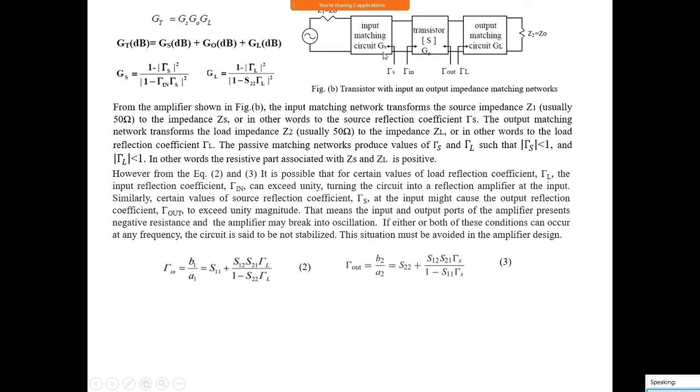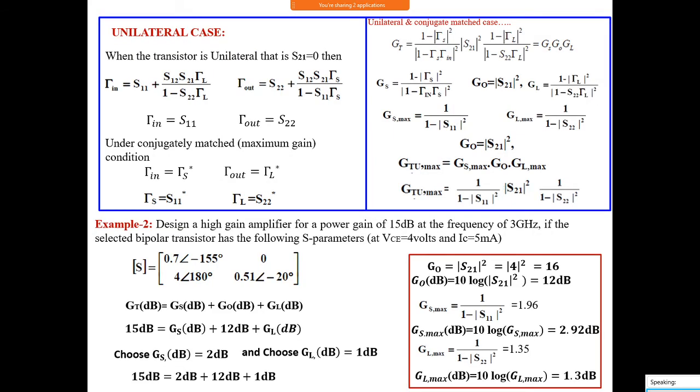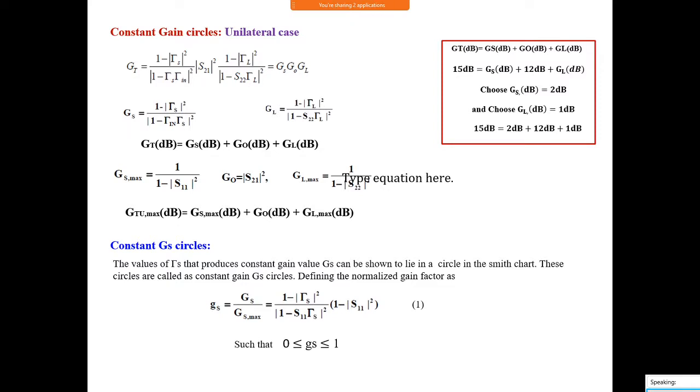We have to see which value of ZS, to what value you have to change the impedance looking in this direction, to get that value of gain. Actually there are many values of ZS that give the required value of gain. Like this here, this is the problem: constant GS circles, I have written here. Constant GS circles means I am taking this part. How to get this value GS?